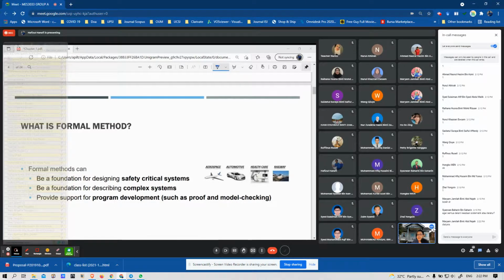And then for automotive, we also have Tesla. Tesla introduced autonomous driving, and this one also uses formal methods because it is a safety critical system that involves life.